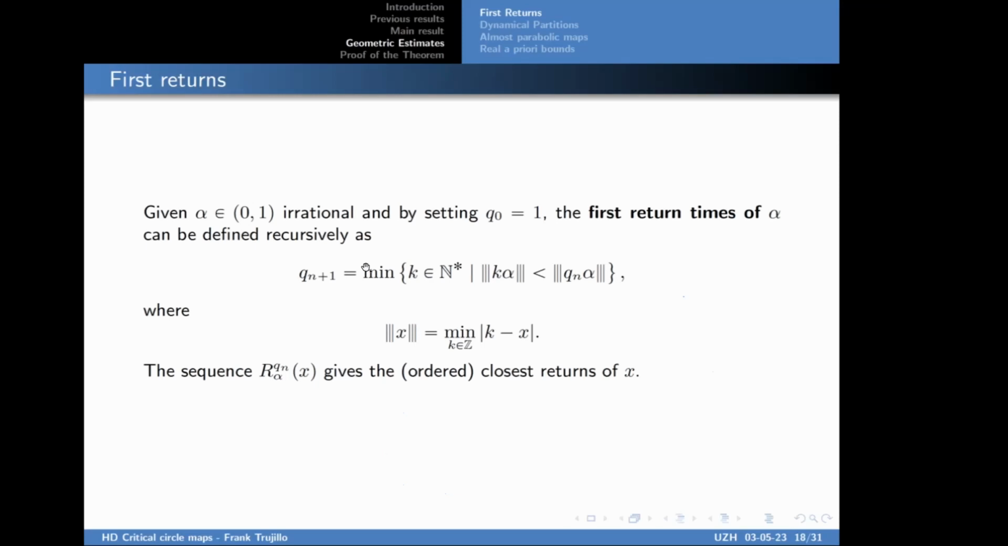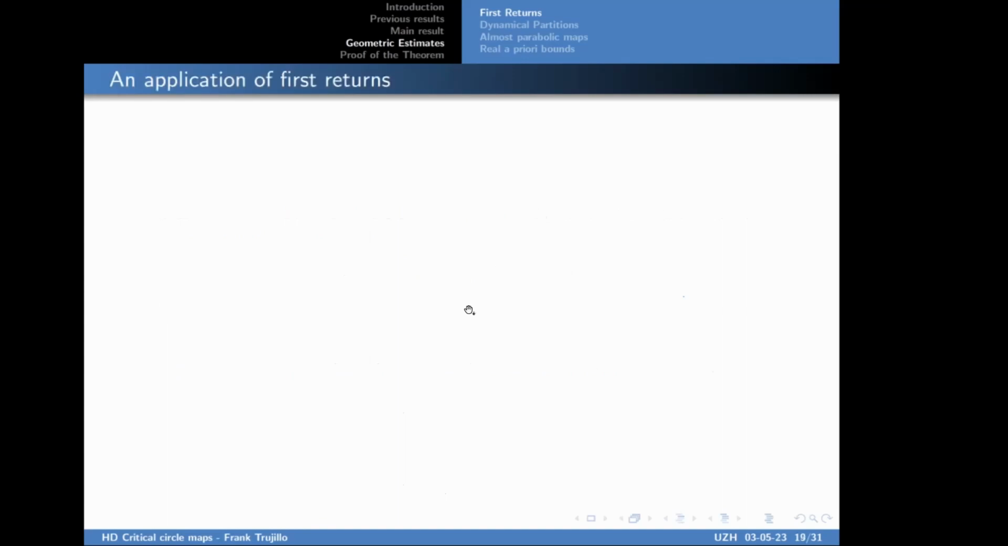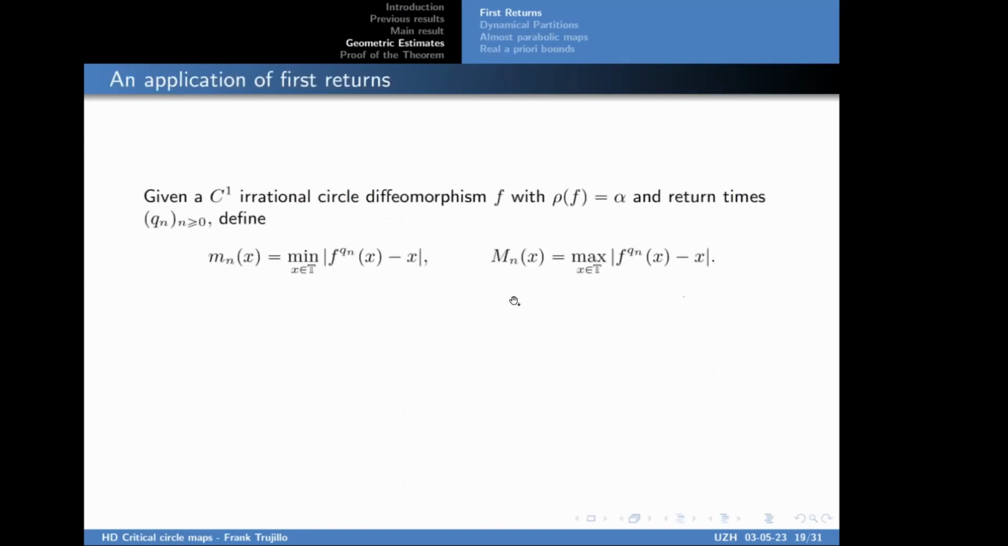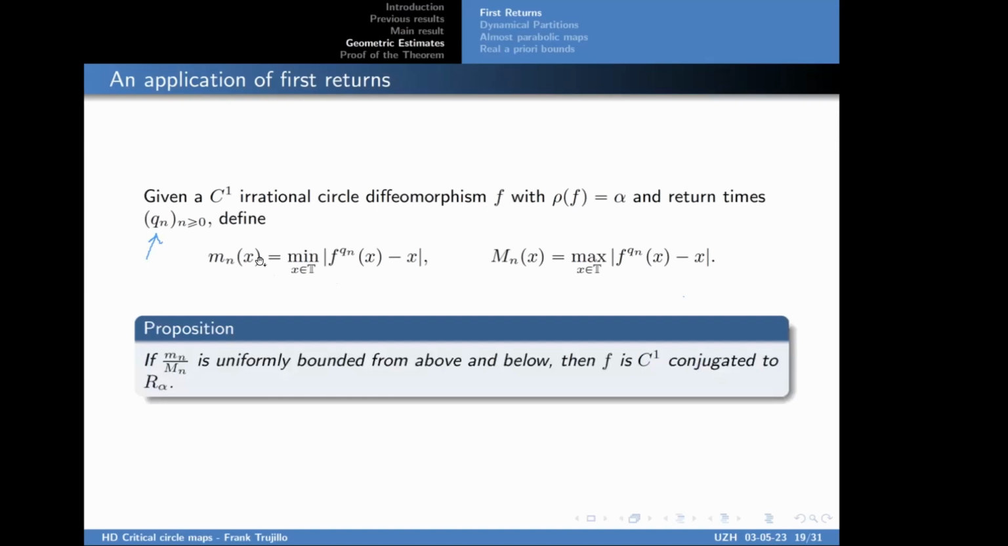And just to exemplify what you can do with this kind of thing, a small application of first returns is the following. Suppose you have an irrational circle map, a diffeomorphism. This time it is not the rotation, and its rotation number is equal to alpha. Then I will use these return times that I defined before that are associated to alpha to define these quantities. Basically I have a point X, I have this very big iterate that takes me very close to X, and I consider just the minimum over the circle, the maximum over the circle. And then just with this, if you have some control on these values, this small m and this big M, you can show things of this kind.